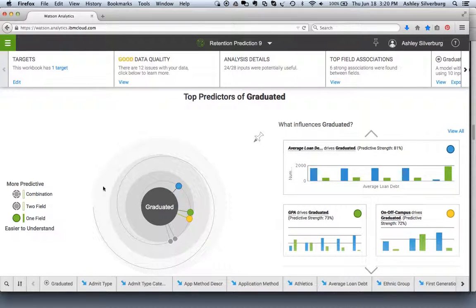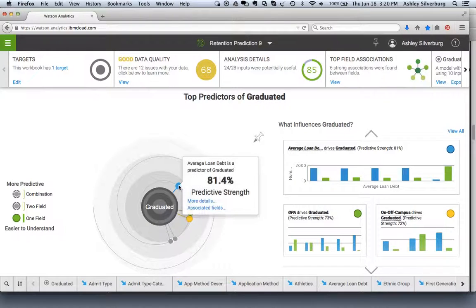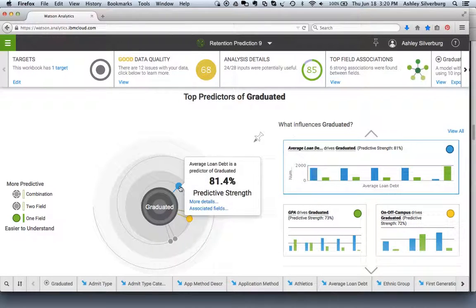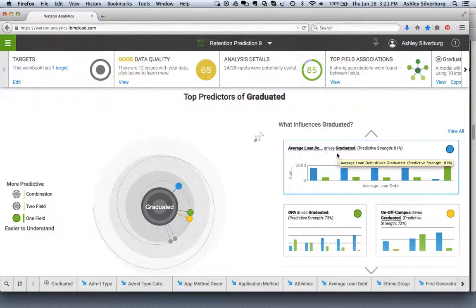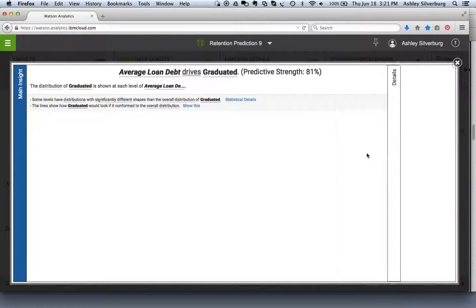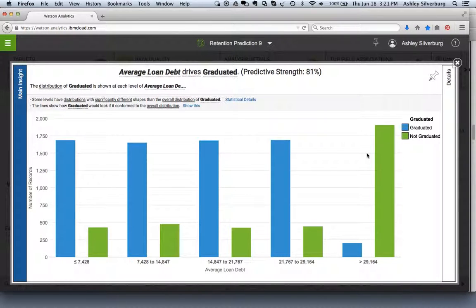So first, it defaults to looking at one field at a time, which we can see over here on the left. If I look at the target, which is graduated, I see that the factors closest to the middle are the most predictive, and then the detail is going to be over here on the right. So here I can see that average loan debt is a predictor of graduation with 81.4% predictive strength. And then over here on the right, I can actually look at the detail on that. So I can see how my different loan debt amounts for students map to whether the student graduated or not.